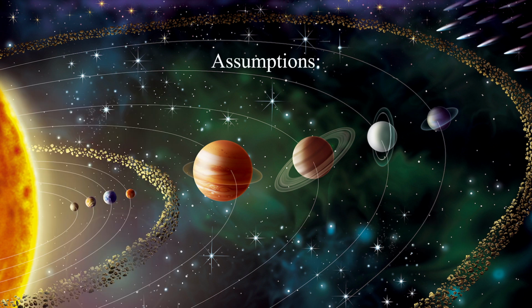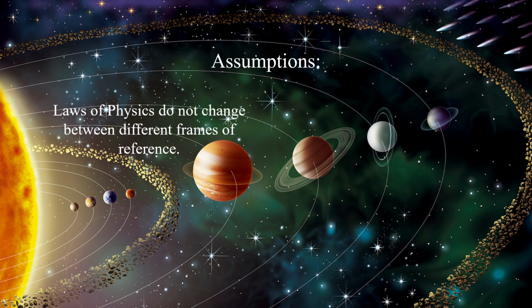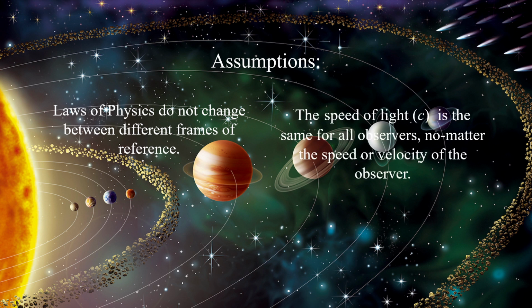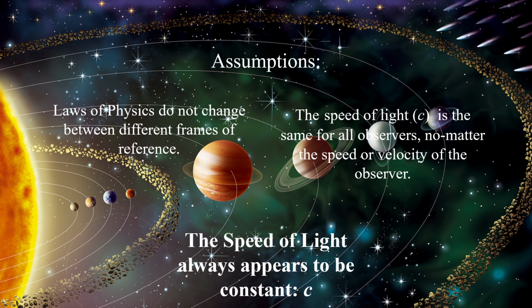First, it assumes that the laws of physics do not change between different inertial frames of reference. And second, it assumes that the speed of light, represented by c, is the same for all observers, even if those observers are moving at different speeds and directions. This second assumption will be crucial to our understanding of time dilation, because it states that no matter the speed or direction of the observer, known as the velocity, relative to light, the speed of that light will always appear to be constant.